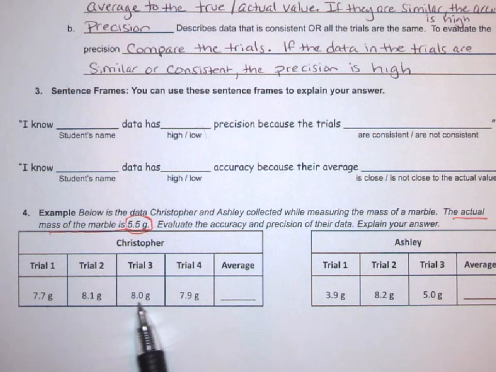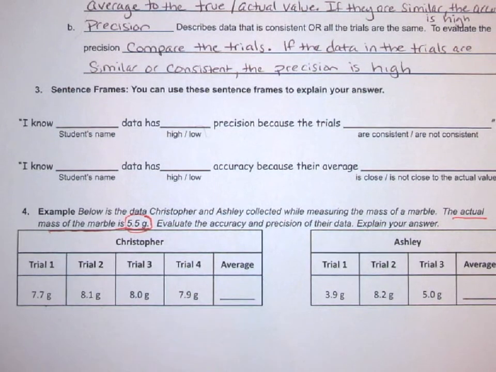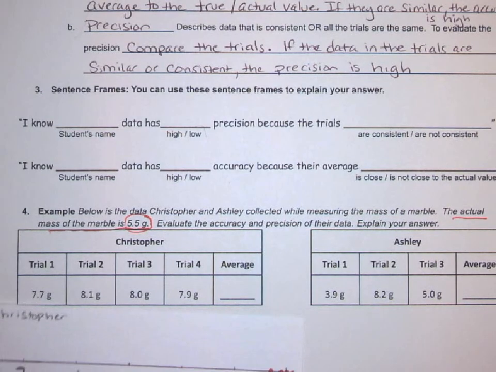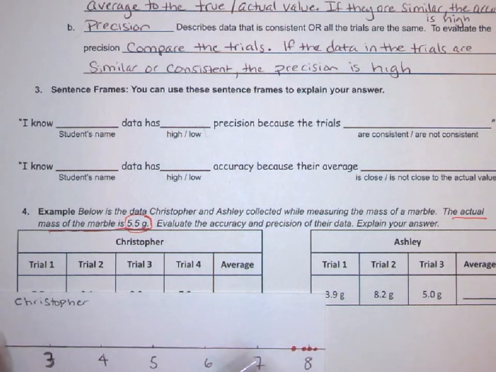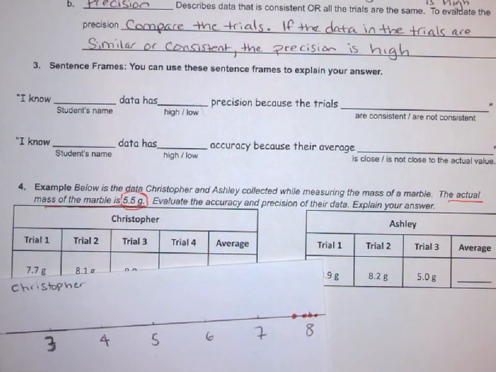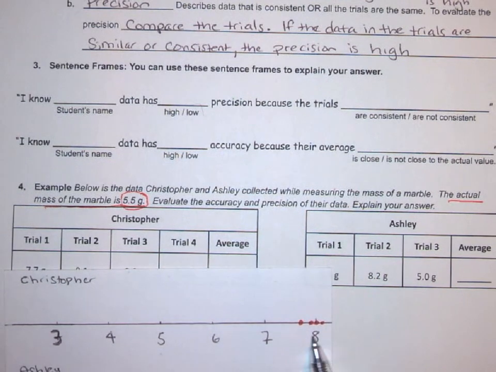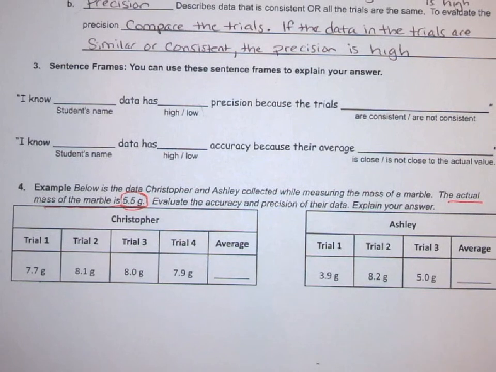All of these numbers are pretty consistent, right? They're near each other. And one way we can visualize it is if I were to show Christopher's data on a number line, you can clearly see that all of his data is kind of clustered together. So that's high precision.